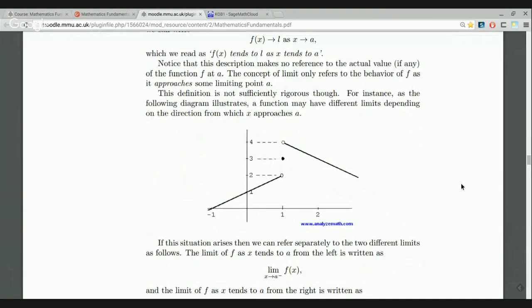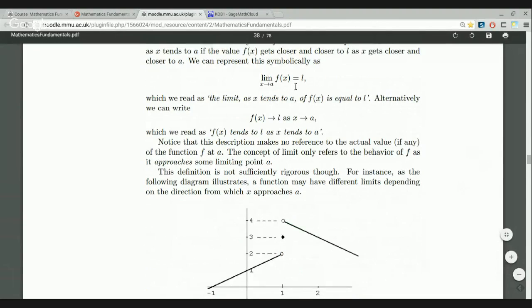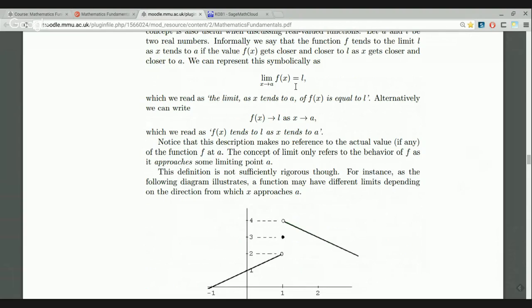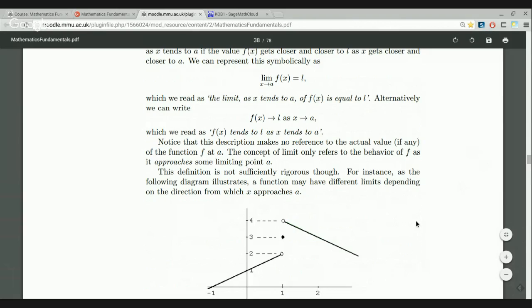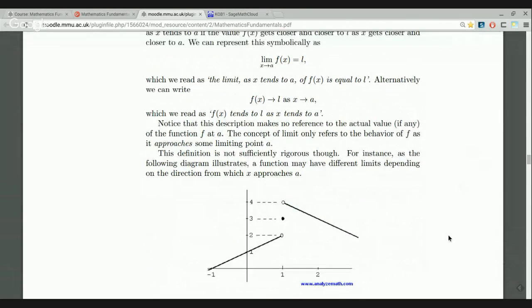One thing to notice early on is that this definition doesn't actually make explicit reference to the value of the function at a. So this limiting behavior of f of x as x tends to a is actually independent of the value f of a. But we'll connect the two things shortly when we introduce continuity.